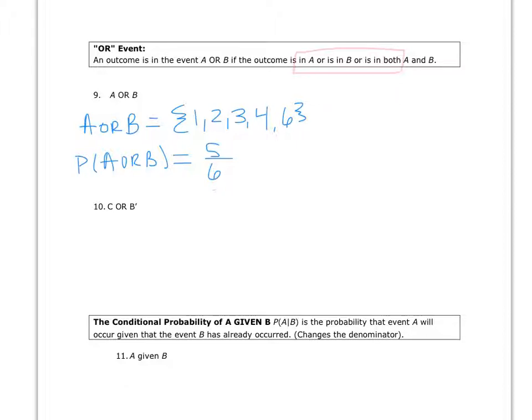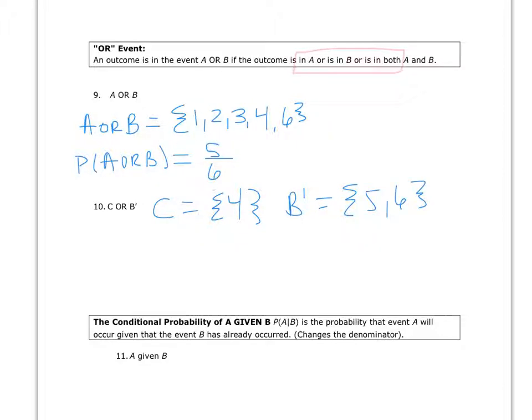0.5. Okay, all right, let's look at the next one. We have the OR event C or B prime. Reminder that for C, we've got 4 is in the sample space, and B prime, complement of B, that will be 5 and 6.